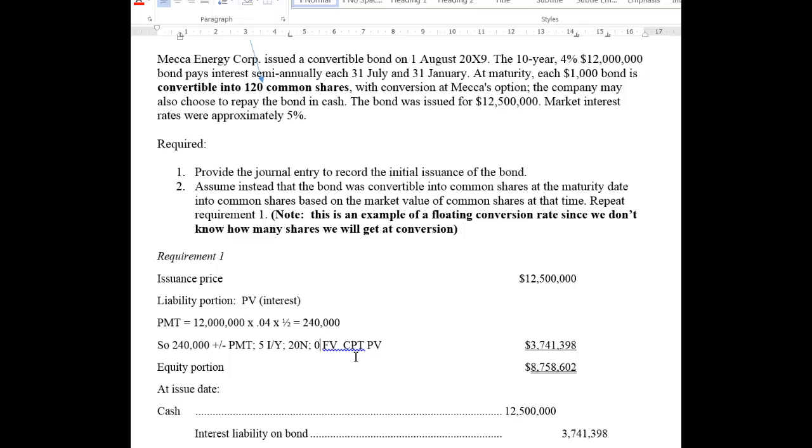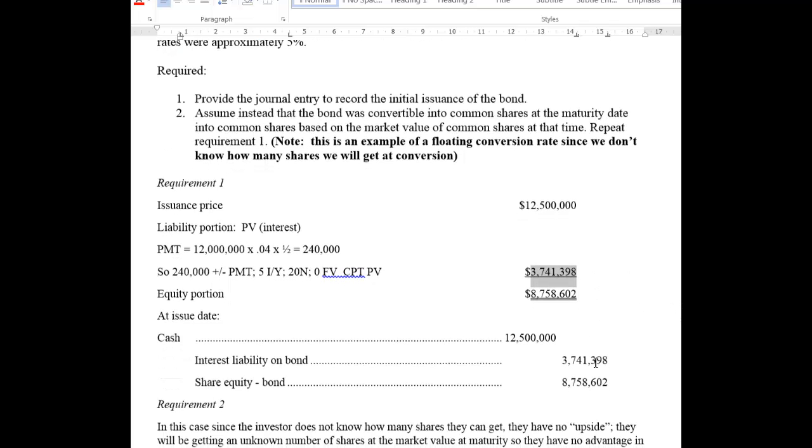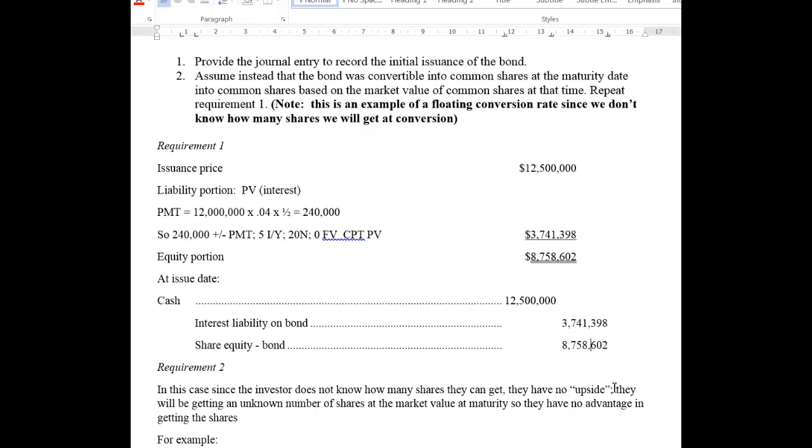So if we do a compute PV, we've got the present value of the interest-only piece of $3,741,398. So using the incremental method, we squeeze out the equity portion at $8,758,602. So now at the issue date, we're going to debit cash for $12.5 million. We're going to credit the interest liability on the bond for its present value. And we're also going to set up the equity portion at $8,758,602.